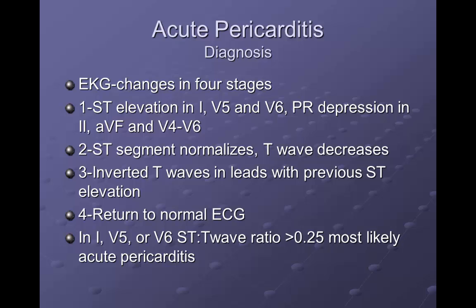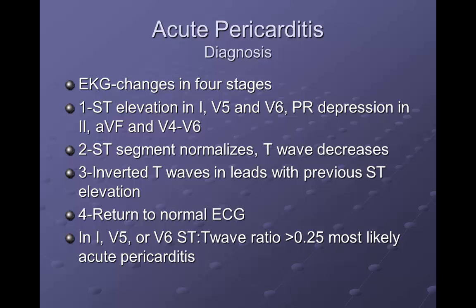but it is more pathognomonic when it's present in lead 1, V5, and V6, with a PR depression in lead 2, AVF, V4, and V6. There are other patterns that could be present, but again, the most common presentation is the widespread elevation of the ST segment, which is impossible to have in a myocardial infarction in all the leads.